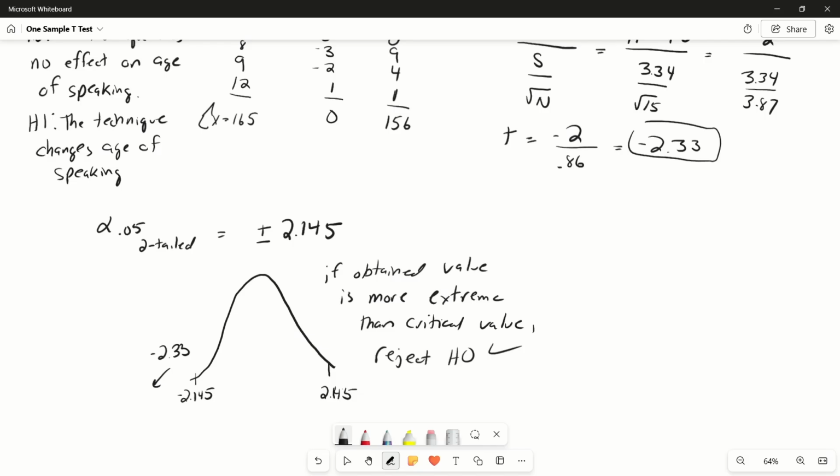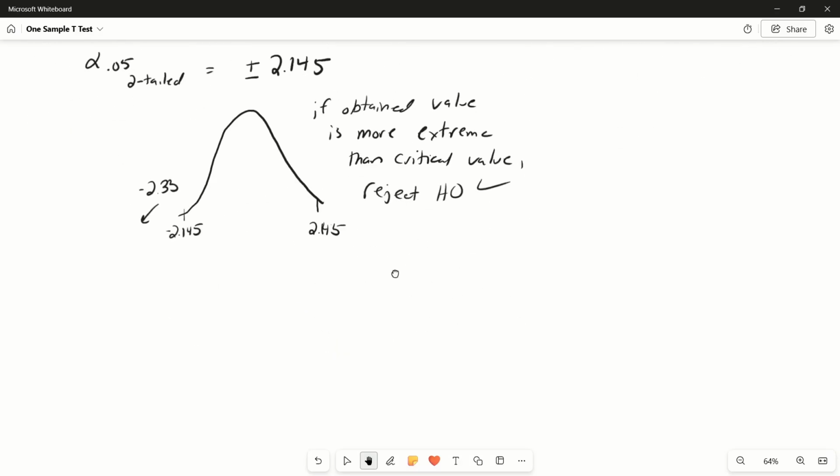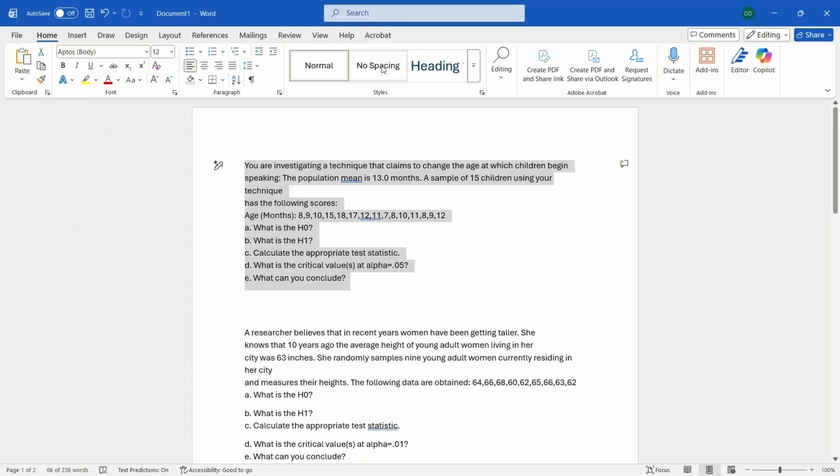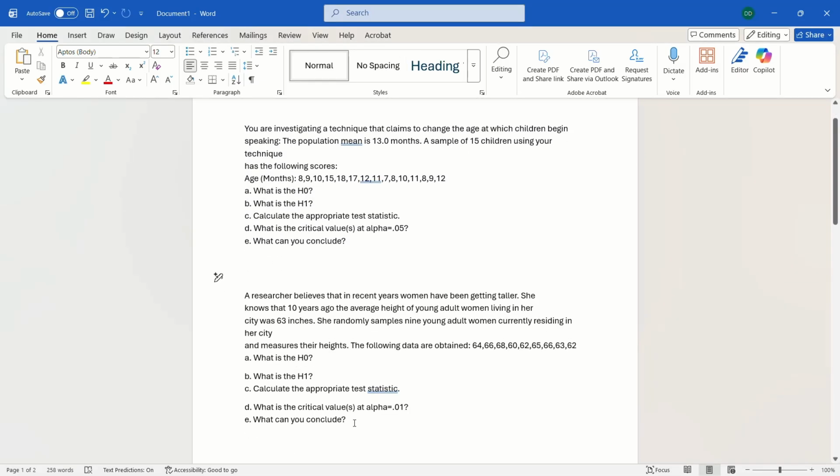So that's the first problem. Reject the null, support the alternative. So the technique changes the age of speaking. Next one. Move this up. We're now going to look at the second problem here.